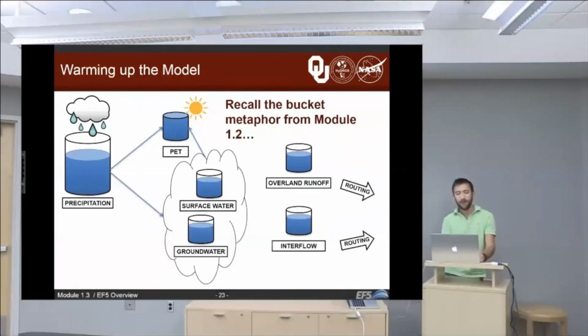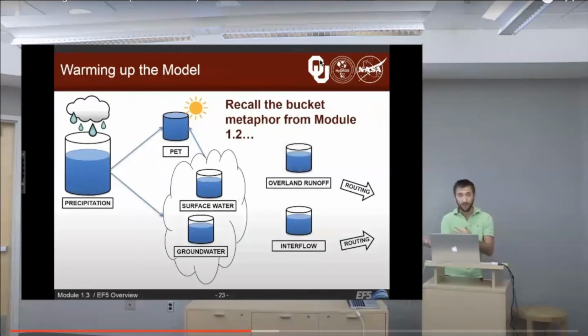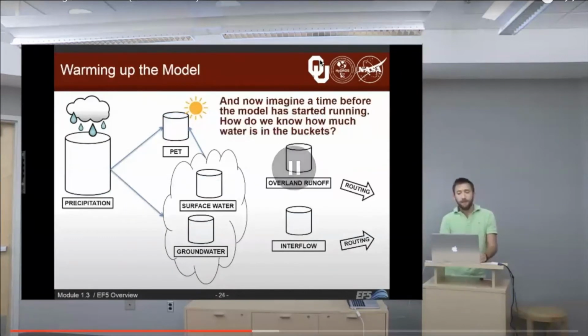So if you recall from the last module, 1.2, we had a bucket metaphor, and we talked about how precipitation or water is transferred from one bucket to another, and in what order those buckets change. Y si se acuerdan del módulo 1.2, tenemos la metáfora del balde, en donde hablamos de cómo el agua se transfiere de un cuerpo a otro y cómo estos baldes cambian. Y cómo el agua se puede mover de un balde a otro.